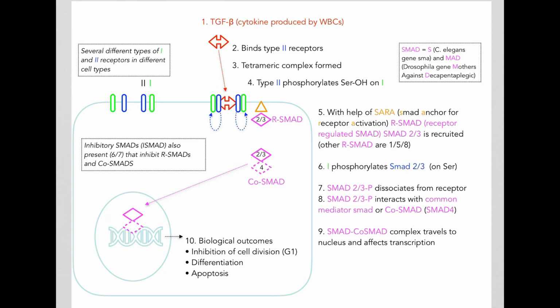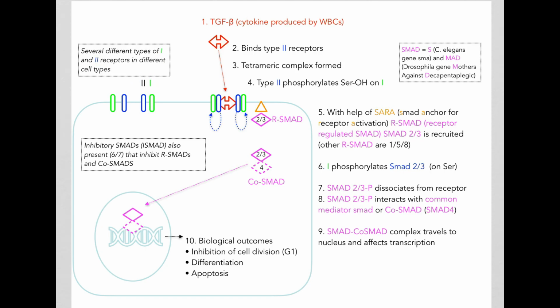Now this receptor, TGFBR, has two types of receptors. There's a type 1 shown in green, and then there is a type 2. So there are several different types of type 1 and several different types of type 2 receptors. So it really depends on the cell type what type you find, okay, because there are many different types of 1 and 2.